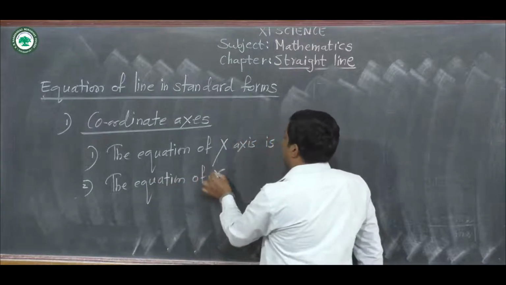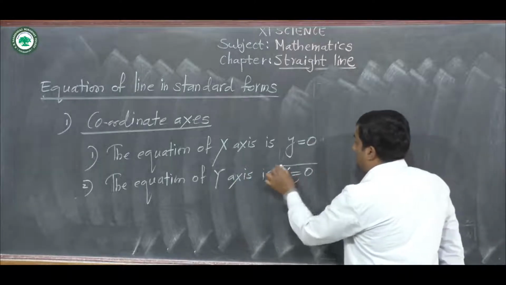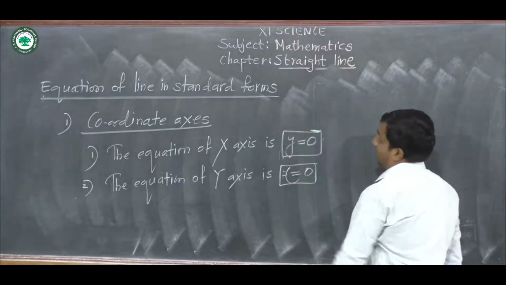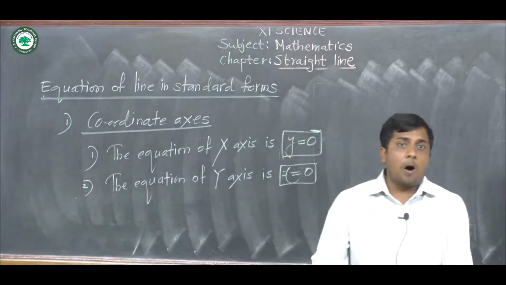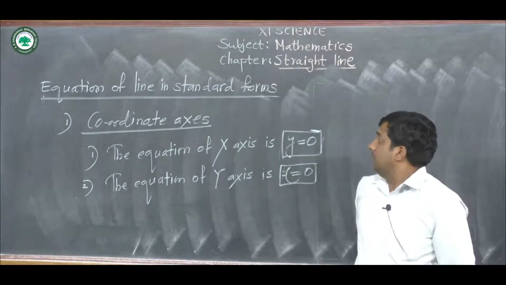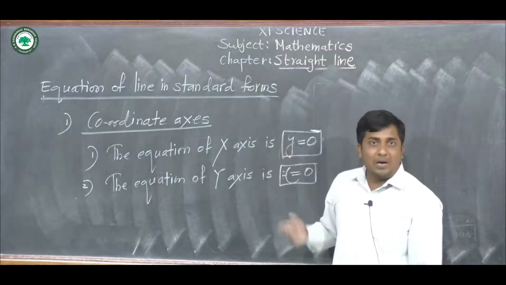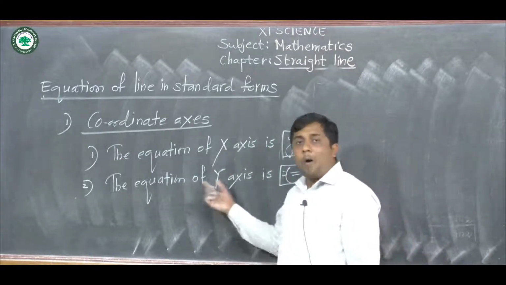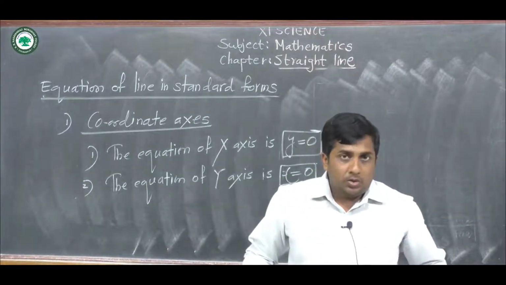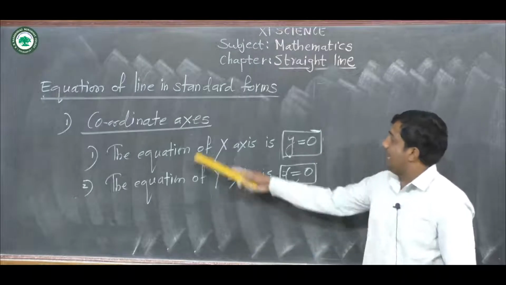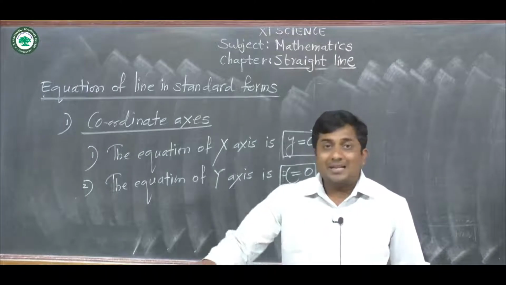The equation of y-axis is here x is equal to 0. So remember these two standard forms of equation of lines. I repeat again, the equation of x-axis is always y is equal to 0. Then the equation of y-axis is always x is equal to 0. So these are the standard forms related with the coordinate axis. Now we go with our next part.